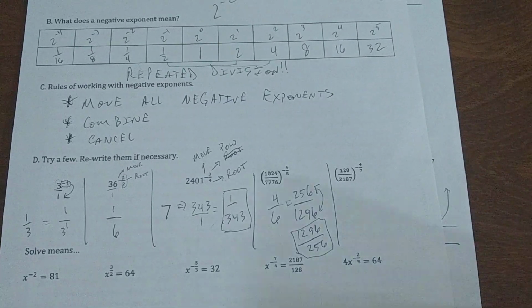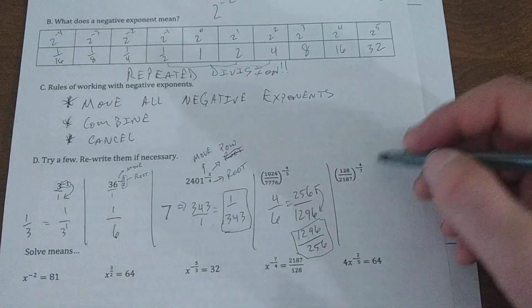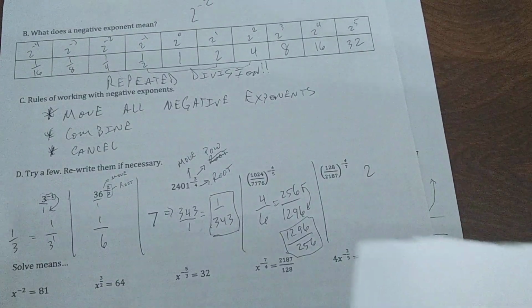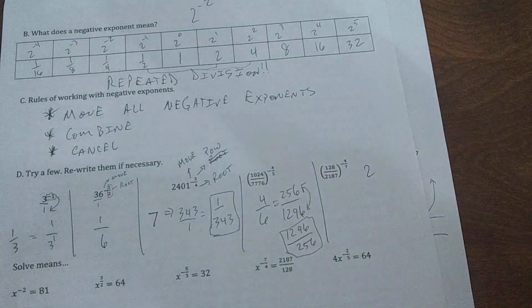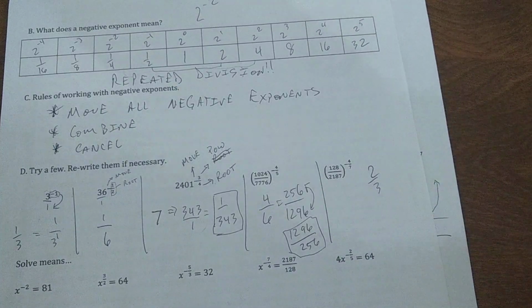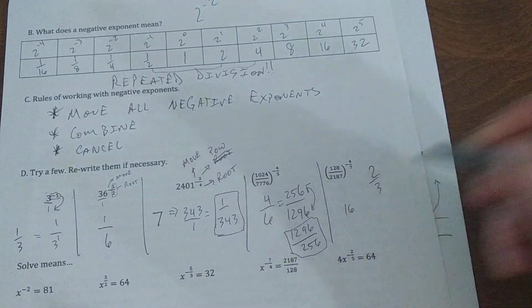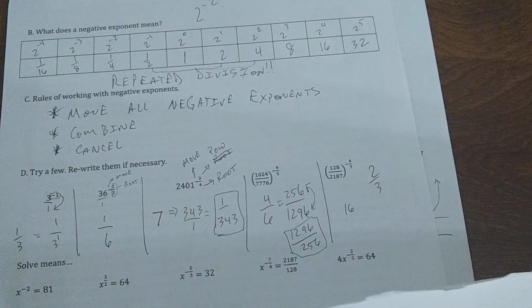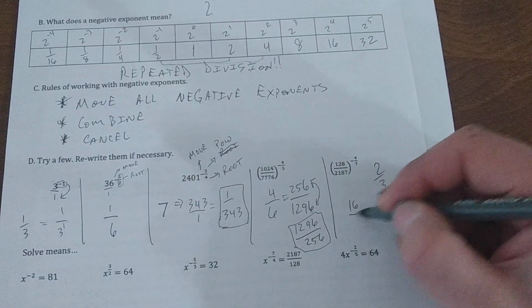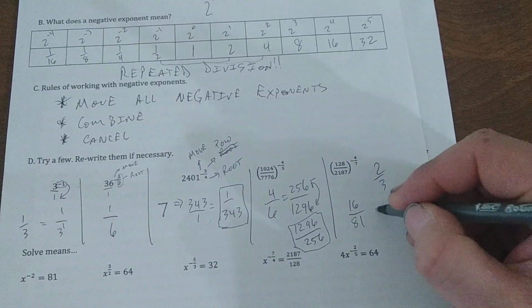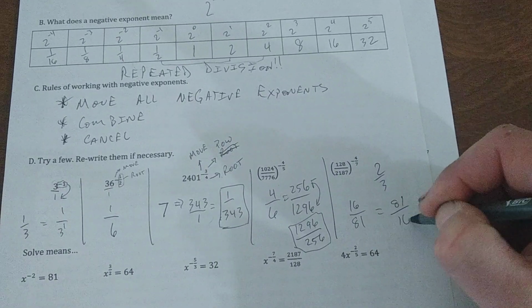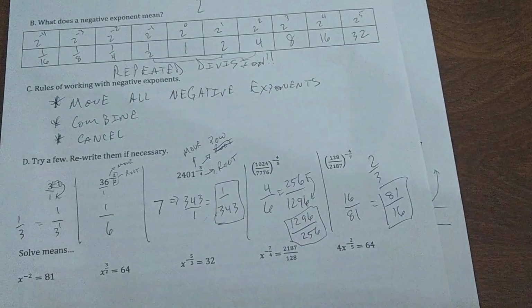All right, we have a 7th root of 128. The 7th root of 128 is 2. We have a 7th root of 2187. That's going to be 3. 4th power, 2 to the 4th is 16. 3 to the 4th is 81. And then your last thing is a move, so you should have 81 over 16. And we'll just leave that for your answer.